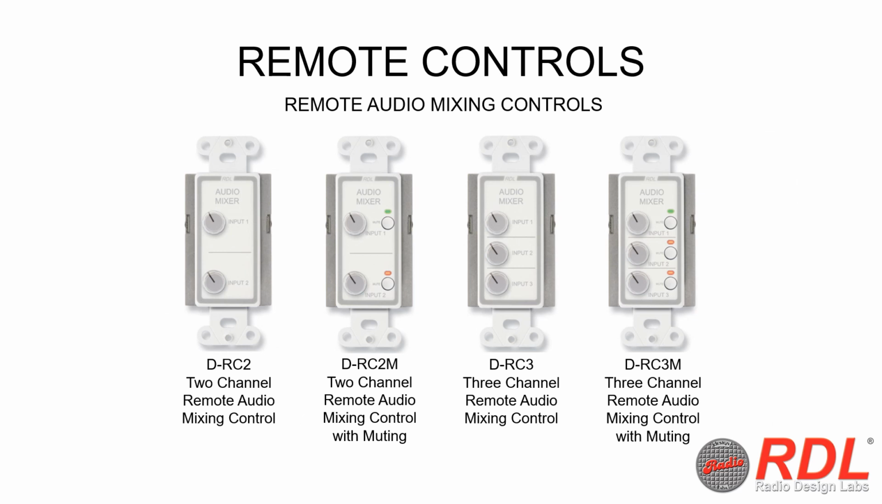These VCAs are remote audio mixing controls. Available in 2 or 3 channels, and with or without separate mute buttons, they duplicate the primary level control of select RDL mixers. These particular remote controls include RJ45 ports for connecting with a standard Cat5 cable. This makes the installation quick and easy. The DRC2 is a 2-channel remote mixing control. The DRC2M has the same functionality, but adds 2 individual mute buttons with LED indicators. The DRC3 is a 3-channel remote mixing control, and the DRC3M has the same functionality, but adds individual mute buttons with LED indicators.